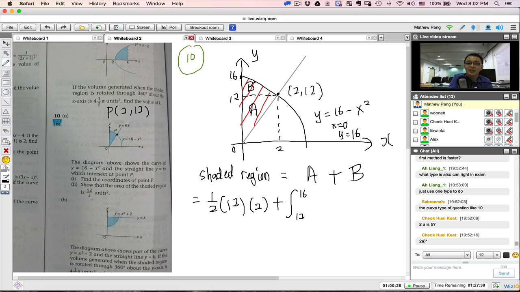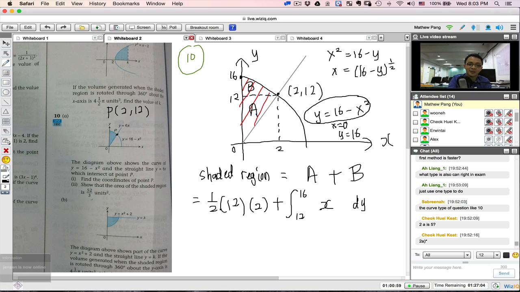But I integrate toward the y-axis, isn't it? So here I have to write dy. When I write dy, it means I need x as the subject. Then only I can do it. So I need to make x the subject of this curve equation. What I will do is rearrange: x squared equals 16 minus y, so x is just equal to (16 minus y) to the power of half.